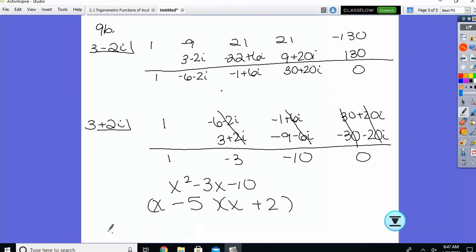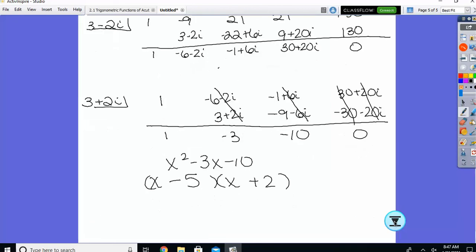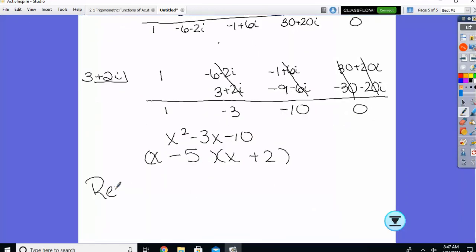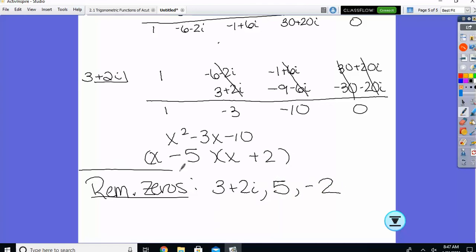So our question was to give the remaining zeros. So I gave you 3 minus 2i. You don't have to list it again. The others were the 3 plus 2i. What makes x minus 5 0? Positive 5. What makes x plus 2 0? Negative 2. And that's our final answer.